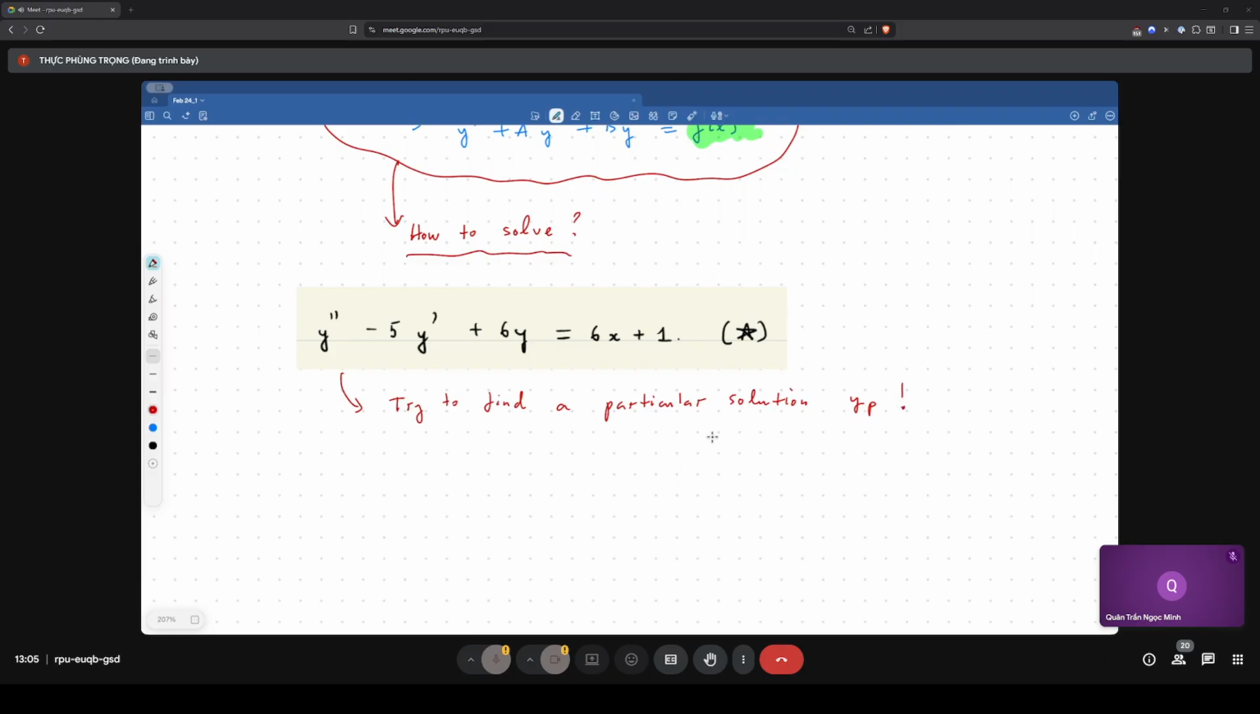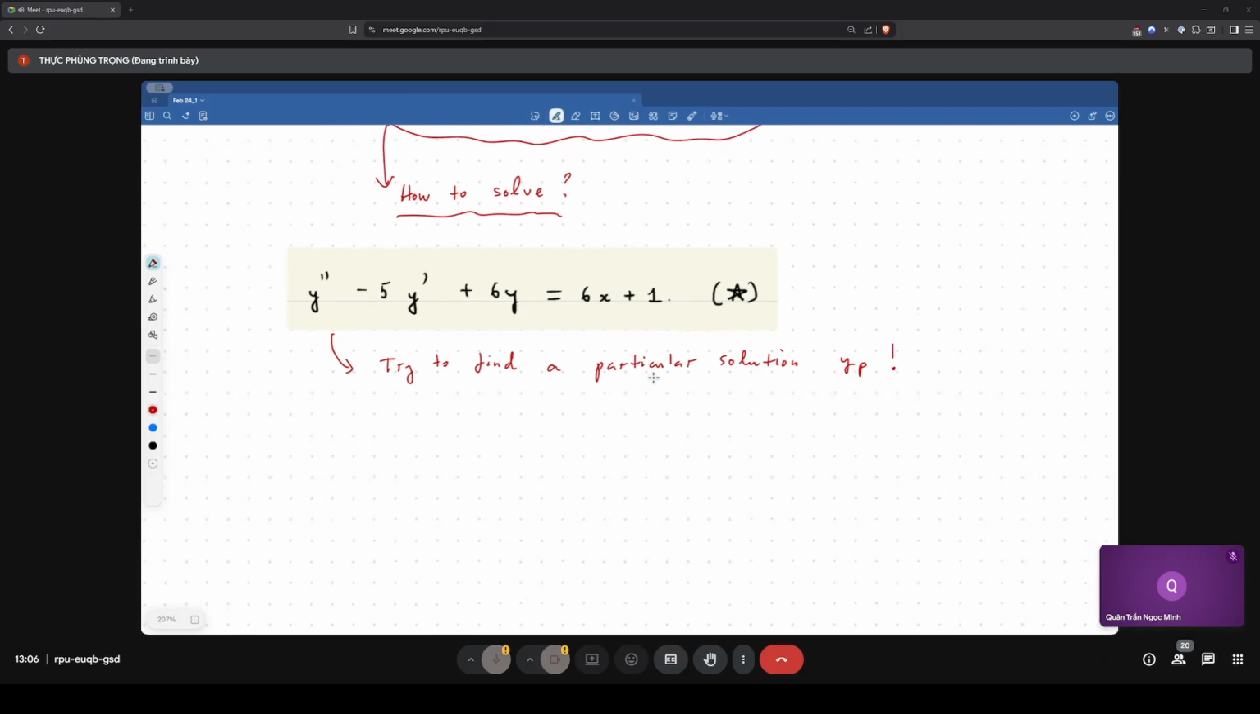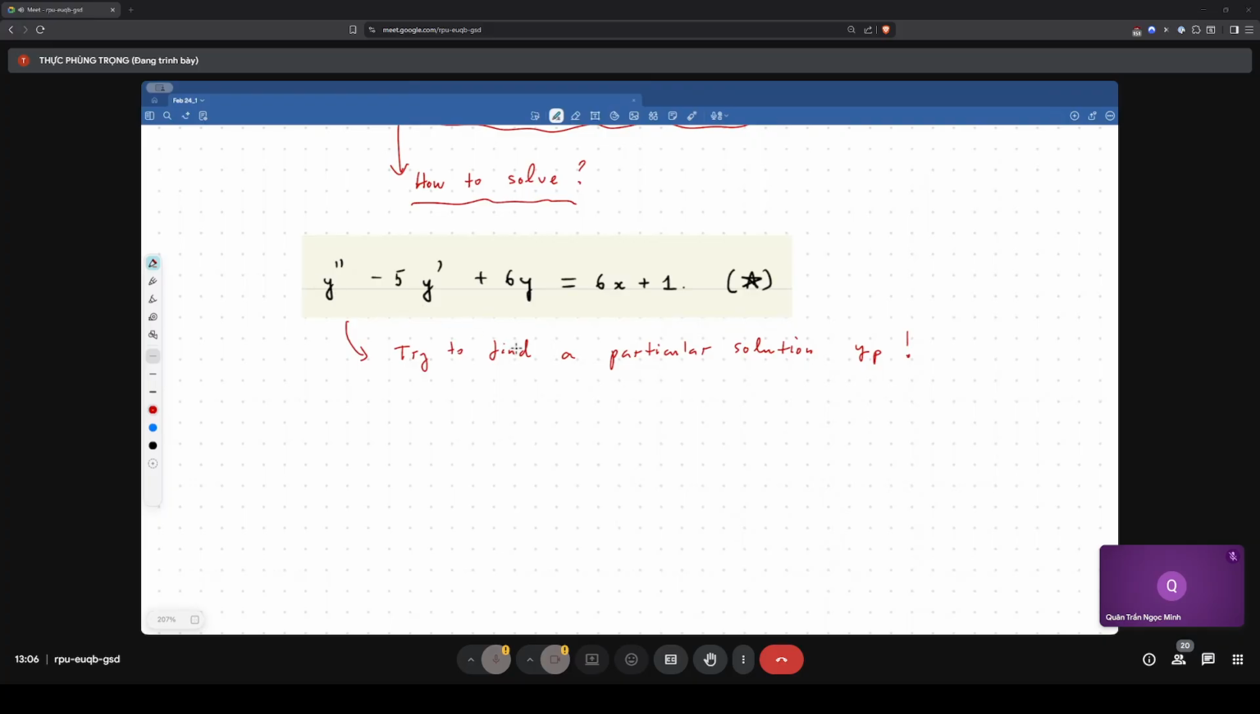In the first class, you may know what a particular solution is. A particular solution is any function that satisfies your equation. When you have a particular solution, you cannot say that's the answer because we may have many different solutions. So step one I do in here is to find a particular solution, and it's quite simple.